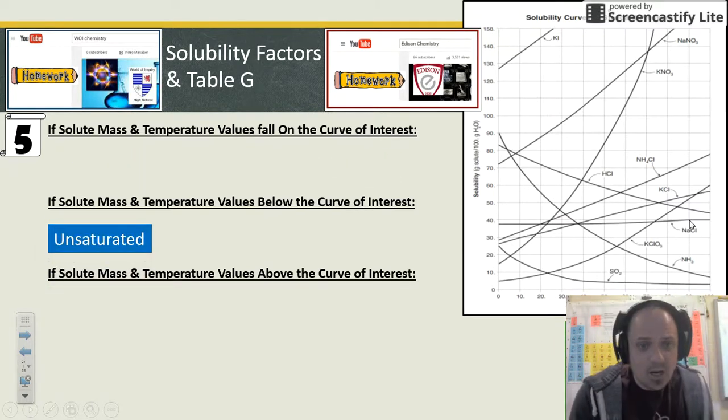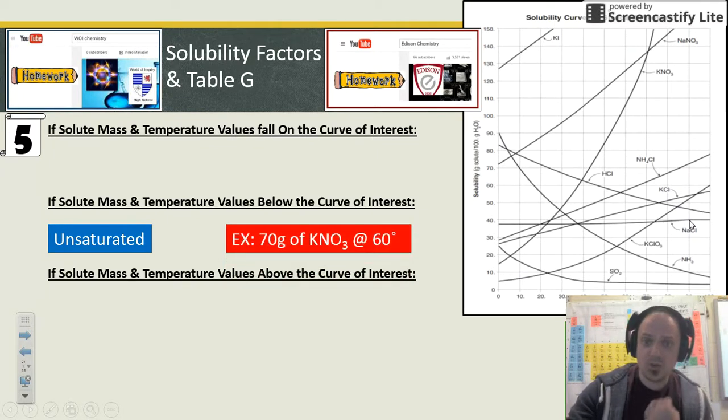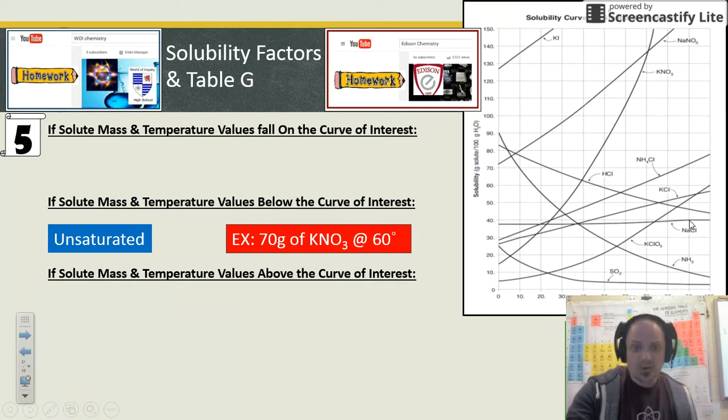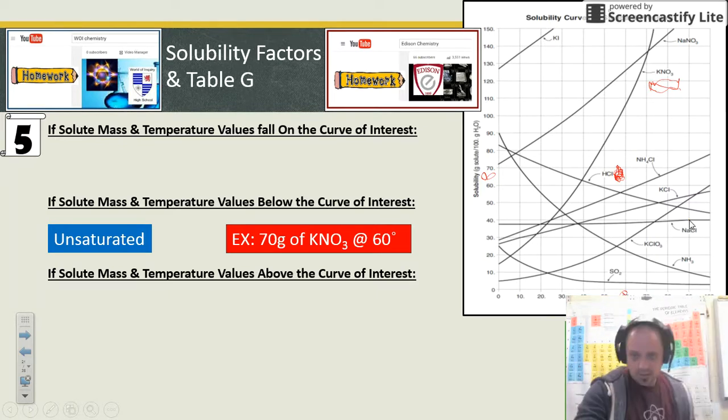If the mass and temperature are below the curve of interest, we have an unsaturated scenario, meaning you could put more solute into your liquid. For example, potassium nitrate, 70 grams of it at 60 degrees Celsius. 60 Celsius, 70 grams, those cross right in here. That spot is below the potassium nitrate curve and therefore not saturated, unsaturated.